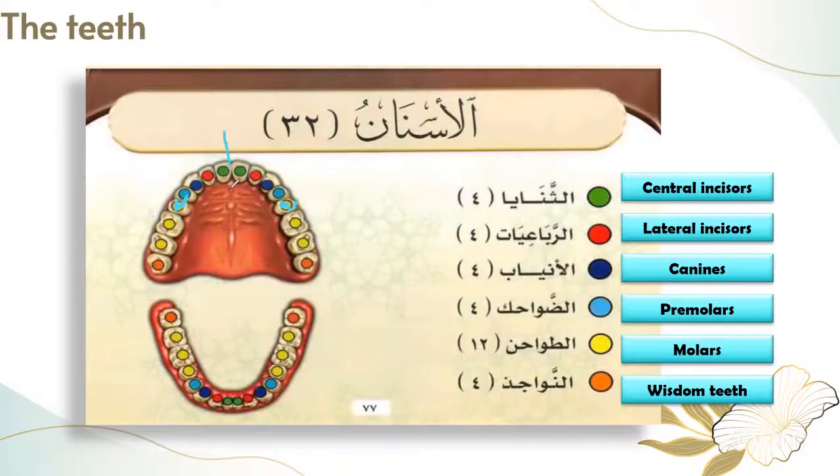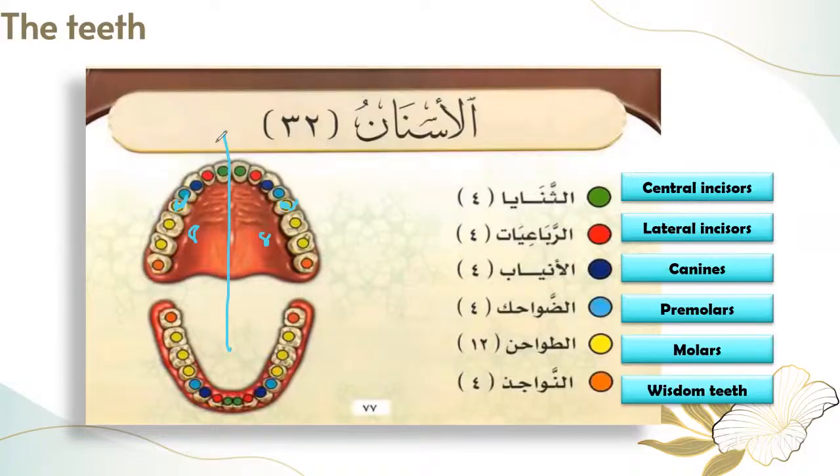We have 8 teeth on each side. The upper row, 8 teeth. The lower row, jaw, 8, 8, 8. So it is 32 teeth we have. So we just need to study the names of 8 teeth, and then the remaining are the same.